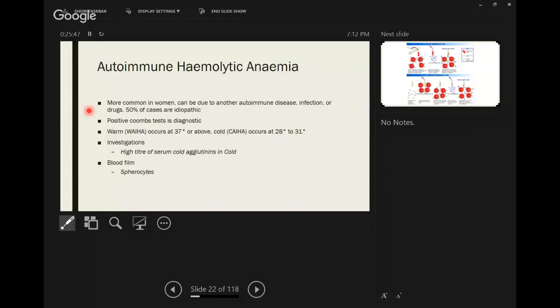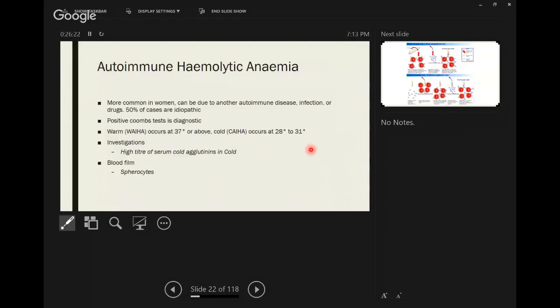Autoimmune hemolytic anemia is more common in women. It can be due to another autoimmune disease, an infection, or drugs. Half the cases are idiopathic. A positive direct Coombs test is diagnostic, and warm type occurs at 37 degrees or above. Cold type occurs at 28 to 31 degrees. What's important there is you only see cold type presenting in the winter, or when they've been somewhere particularly cold, or when it's an elderly patient who's not able to maintain their body temperature as well.